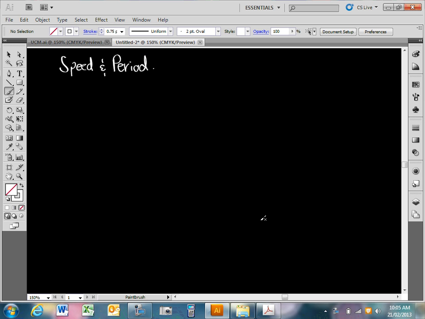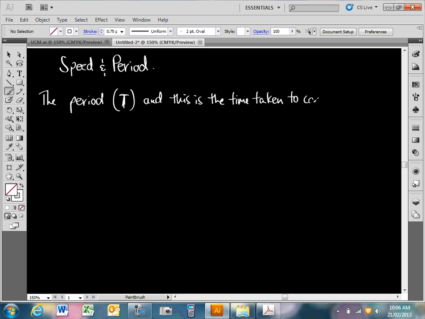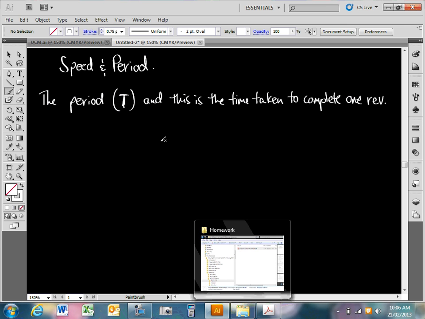Speed and period. The period has the insignia capital T for some historical reason. It is the time taken to complete one revolution.